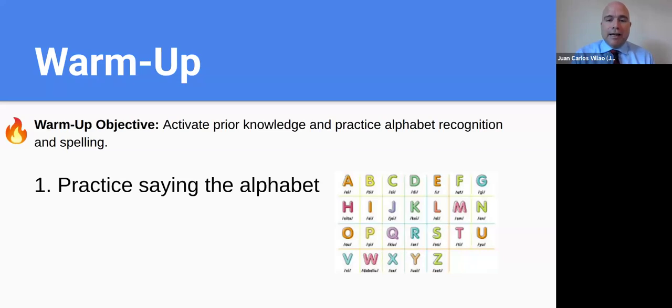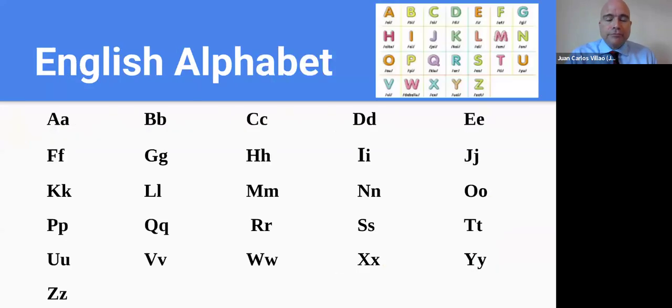Practice saying the alphabet. So one thing is to know the letters of the alphabet. It's another to actually know how to pronounce the alphabet. So we're going to emphasize that in this lesson. We're going to emphasize the pronunciation, English alphabet. So I'm going to go ahead and read it with you horizontally, from left to right.